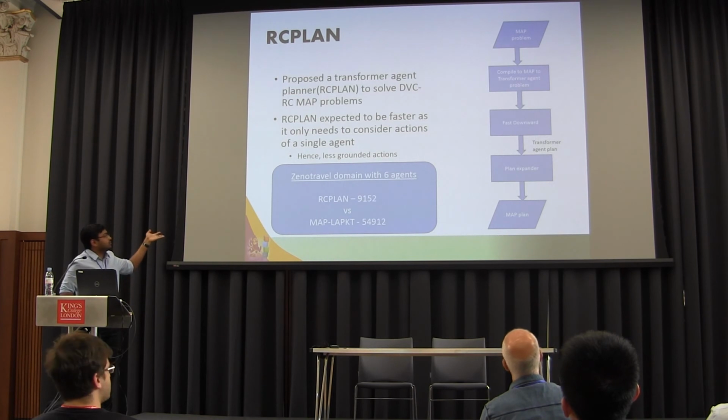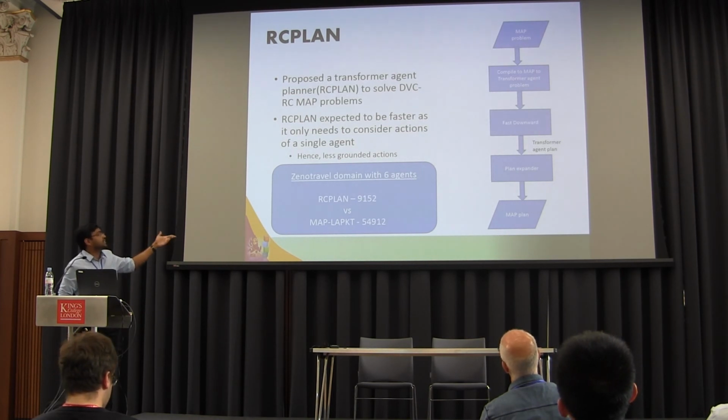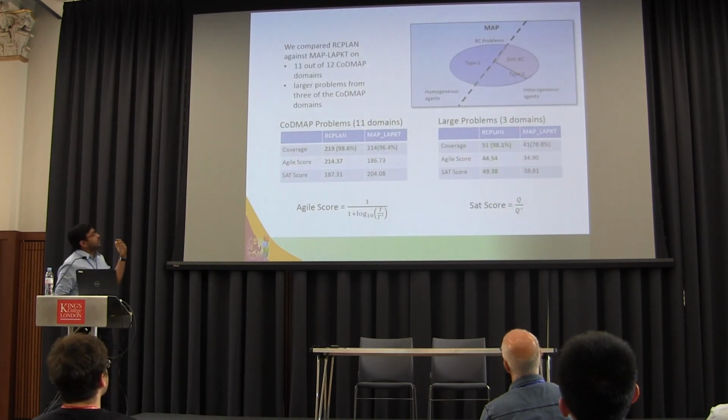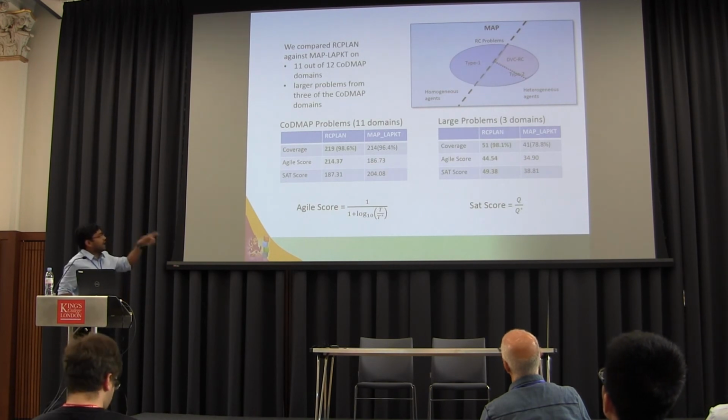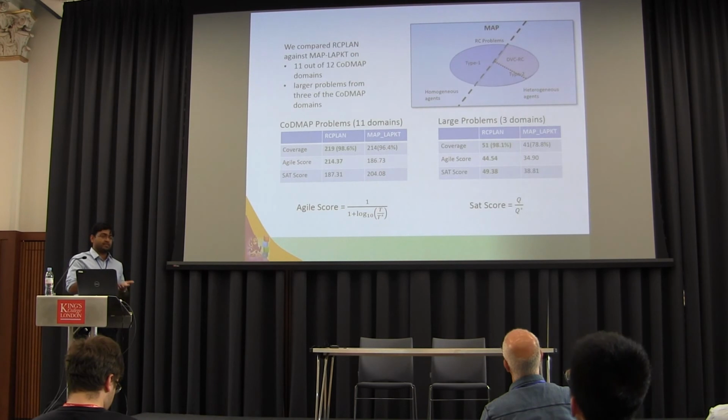So if you look at a domain like Zero Travel with 6 agents, the number of instantiated actions for the RC plan is only around 9K, while for a planner like MAPLAN it's 54K. So what we did is we tested our planner on 11 out of 12 CoDMAP problems. We couldn't test it on the wireless domain because it didn't meet one of our assumptions. And we compared it against MAPLAN, which was a compilation-based method which did quite well in the CoDMAP competition.